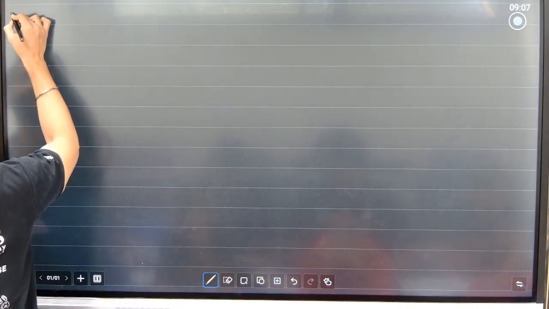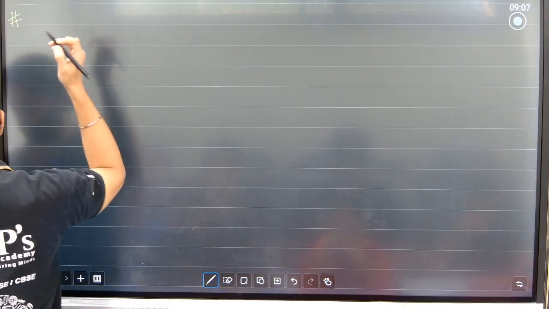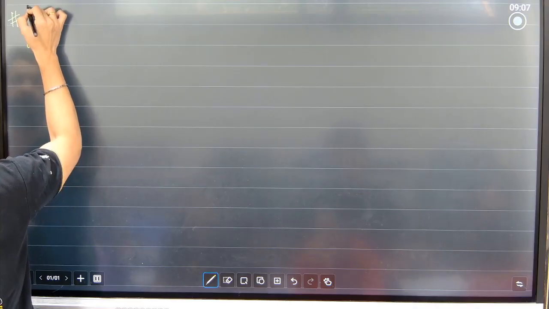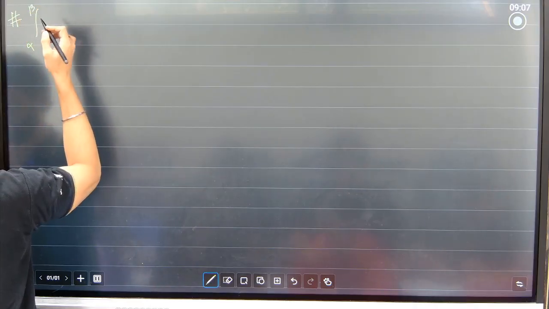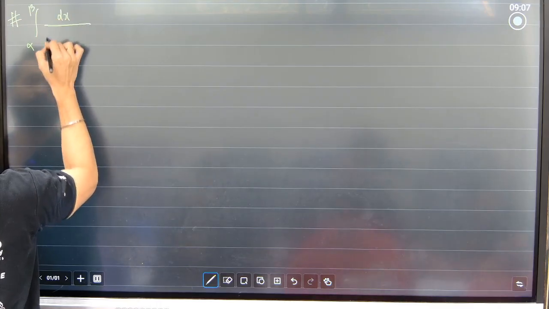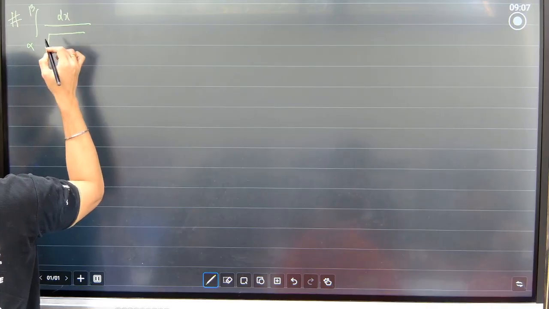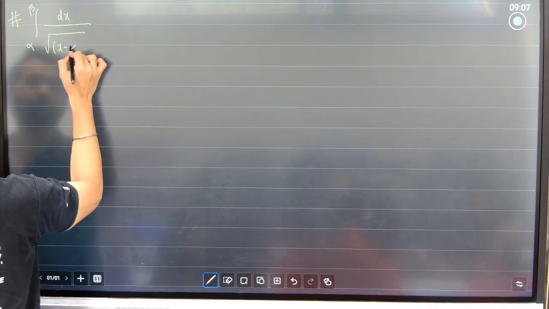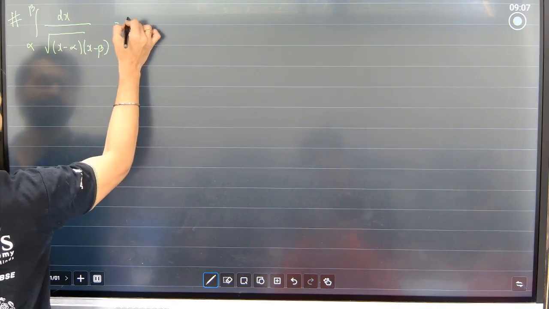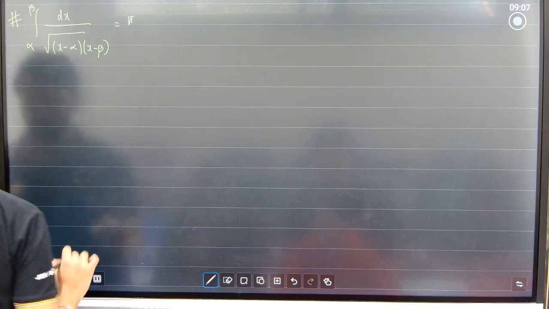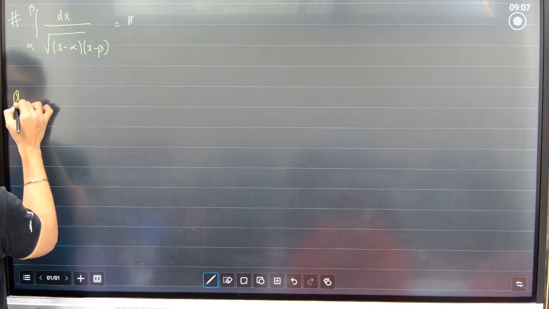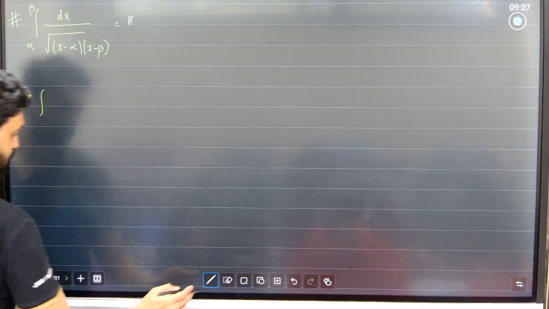Now, if I have integration alpha to beta dx upon x minus alpha x minus beta, my answer will always be pi. My answer will always be pi if I solve this question.